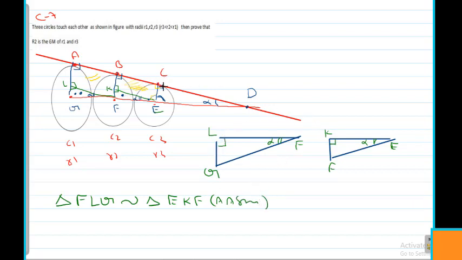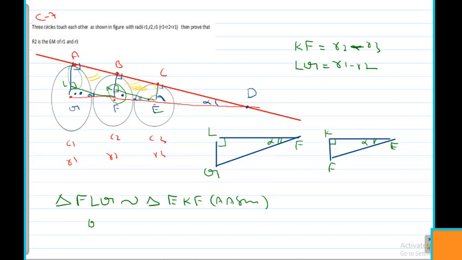Actually, I want to find their lengths. See here, CE means R3, BF means R2. I want the length KF. KF equals R2 minus R3. Similarly, I want LG. This total is R1, this is R2, so R1 minus R2.